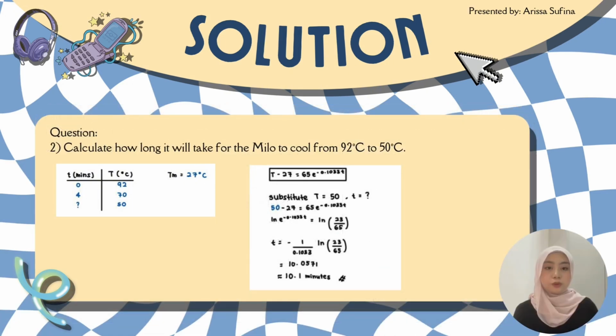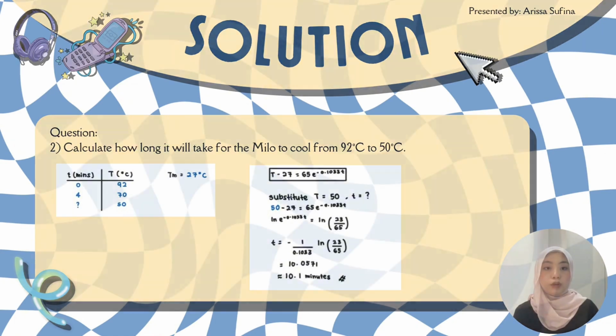Onto question 2, where we need to calculate how long it takes for the Milo to cool down from 92 Celsius to 50 Celsius. Here, I attach a similar table for reference. By using the equation of the temperature of the Milo at any time t, we substitute 50 Celsius into the equation. Then we solve it, and we will find that at 50 Celsius, the time is 10.1 minutes.